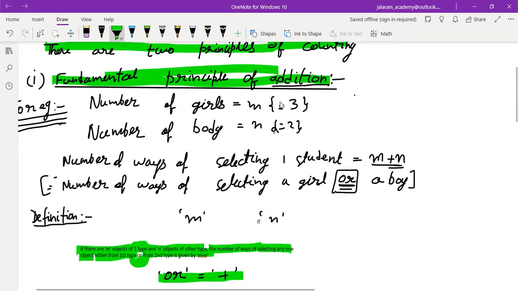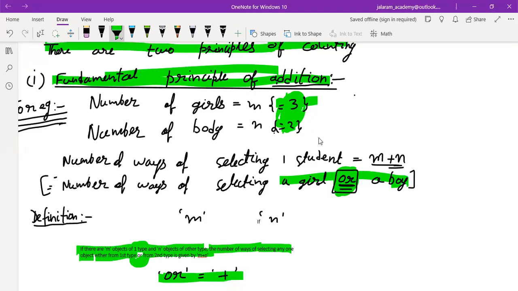if there are 3 girls and 2 boys in a group, and we have to select one student, either a girl or a boy, 'or' is the symbol for this. So we will add these two. That is, the total number of ways will be 3 plus 2, that is 5. Is that clear to everyone?